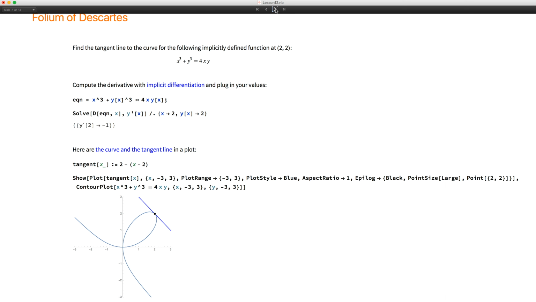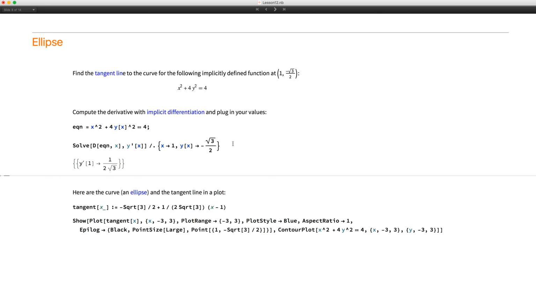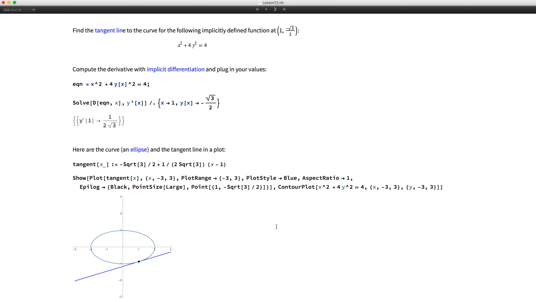Another example, let's take up the ellipse. That's like a distorted circle, and you want to find the tangent line at the point 1, negative 3 over 2, square root of 3 over 2. So again, you do the same thing: replace y by y of x, solve the equation, plug in the values, get back the slope, set up the equation for the tangent, and you get back the plot of the ellipse with the tangent line.